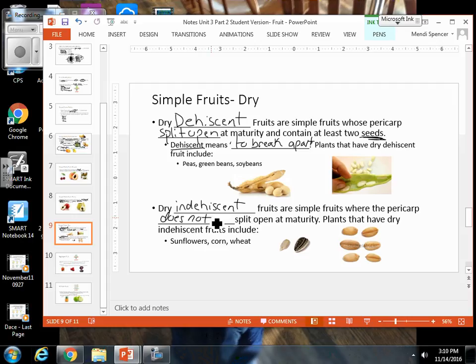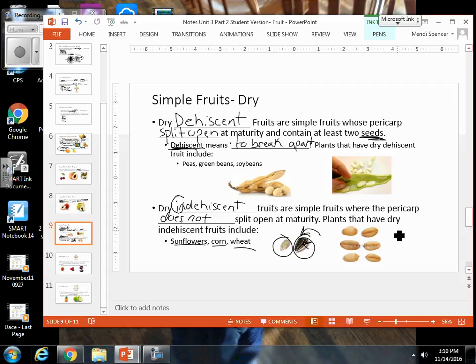So once again, dehiscent means to break apart. Indehiscent, think it doesn't do it. Okay? Dry, indehiscent, simple fruits do not break apart at maturity, so the seeds stay inside of them. So think sunflowers, corn, wheat. If you're trying to eat a sunflower, you have to basically crunch on that seed or that outer layer to get the seed outside. The seed's what you wanted to eat. What you spit out, that's your ovary.